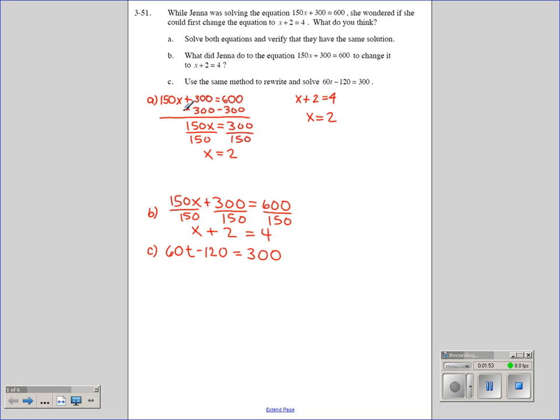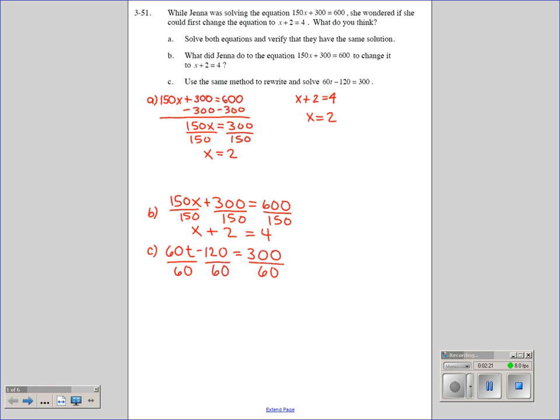Problem C says use the same method to rewrite and solve 60t minus 120 equals 300. So let's think about that. Each of those numbers has a factor that they share. That number would be 60. If we divide each part by 60, we will get a simpler equation.